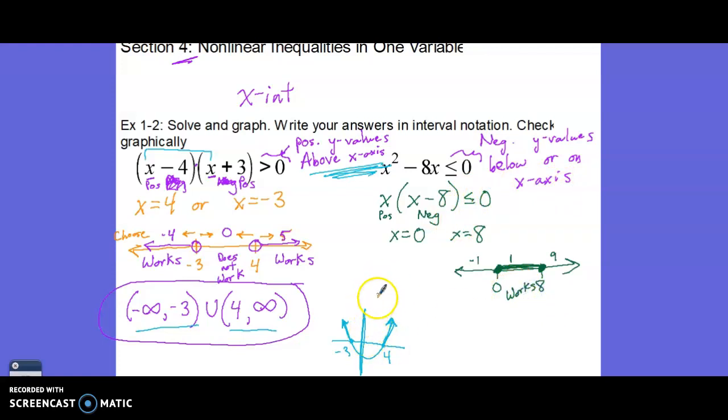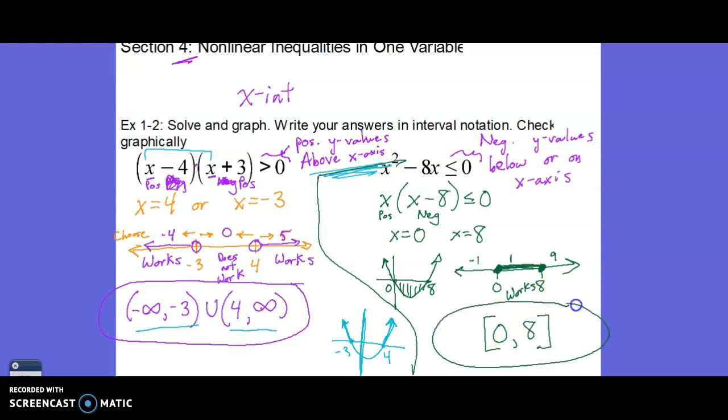And my thought process, sort of like how I did this graph, is the same for x squared minus 8x. That graph looks like that with a positive leading coefficient. It's only below the x-axis between 0 and 8. So how do we write our answer in interval notation? This time with a bracket because we want to be on the x-axis as well, or equal to, so brackets, 0 to 8. This is the answer I'm looking for.